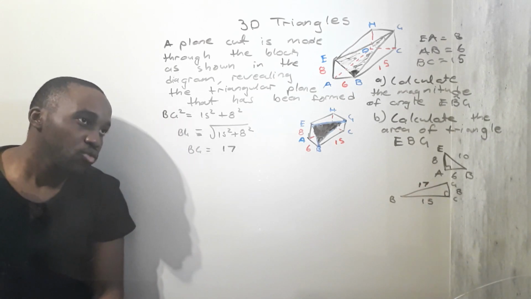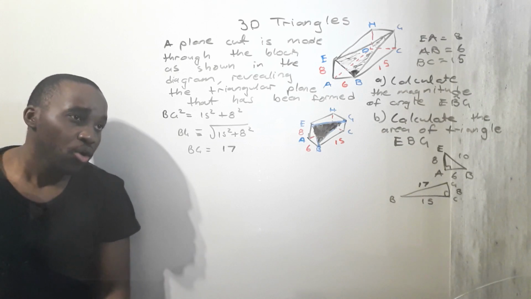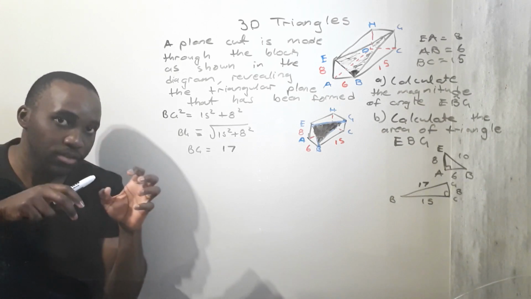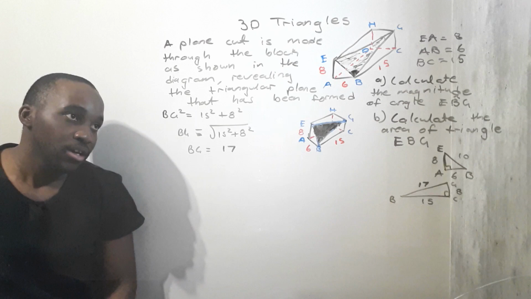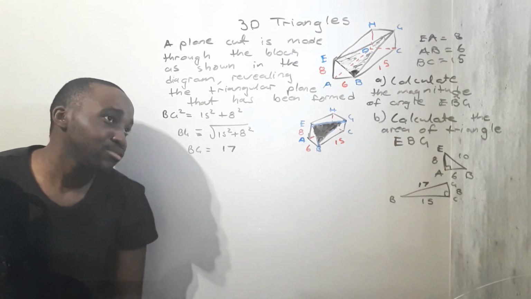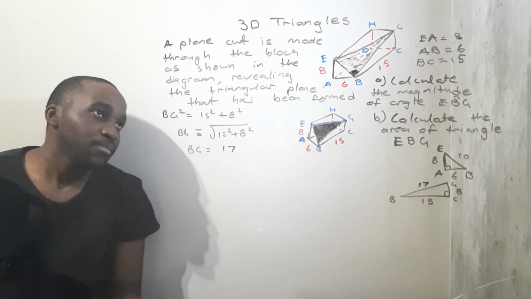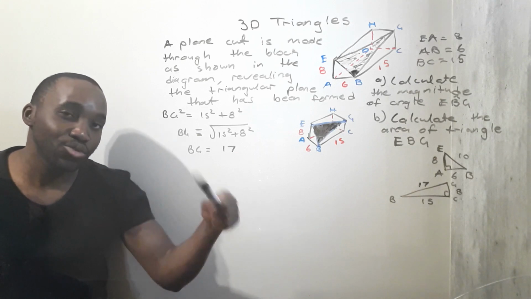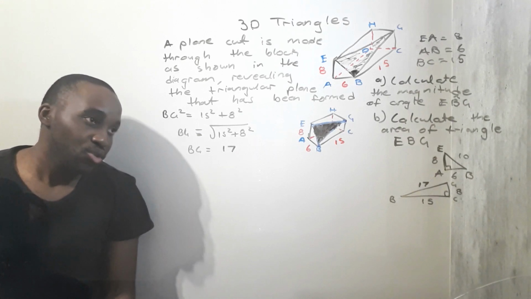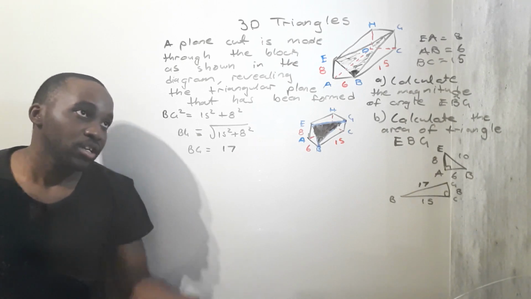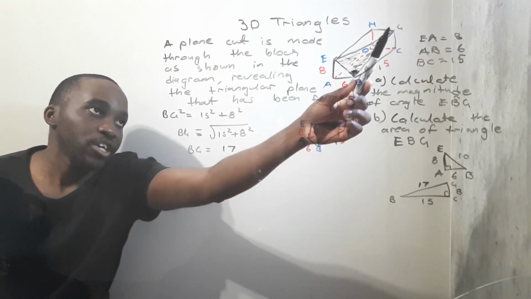So what you want to take note of is, with a question like this one, whatever you work out, save it somewhere because you will need it. So here we have not even started in terms of getting the magnitude of EBG, because we still need to do all this work. So the next portion obviously is we need to get the length of EG.